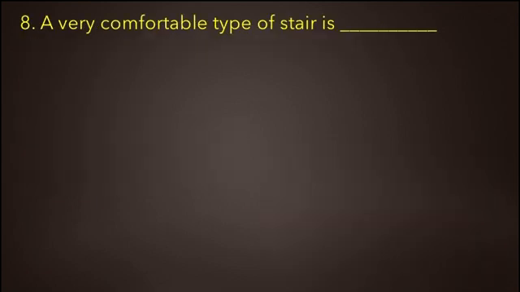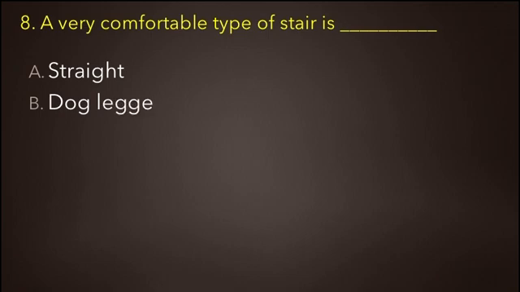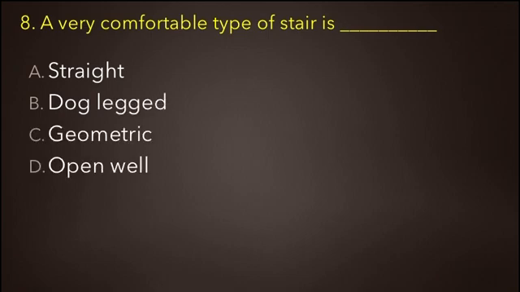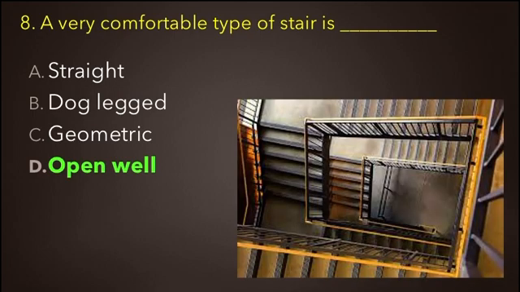Let us see the eighth question. A very comfortable type of stair is dash. We have options: A. Straight, B. Dog-legged, C. Geometric, D. Open well. The right option is open well. This is how it looks.